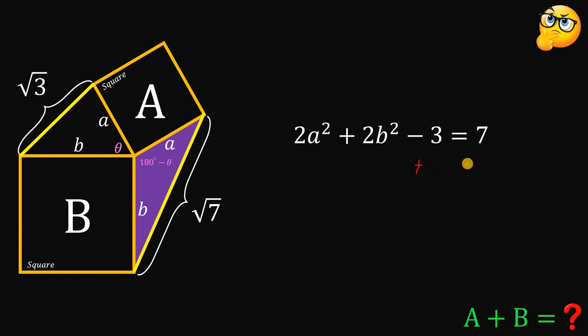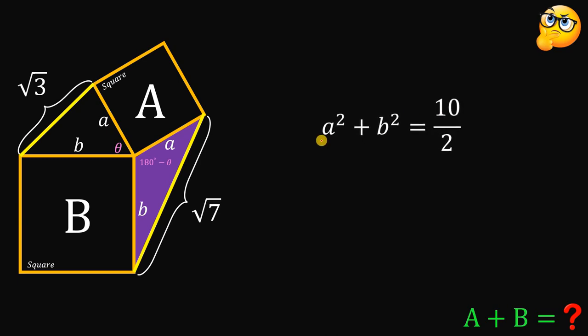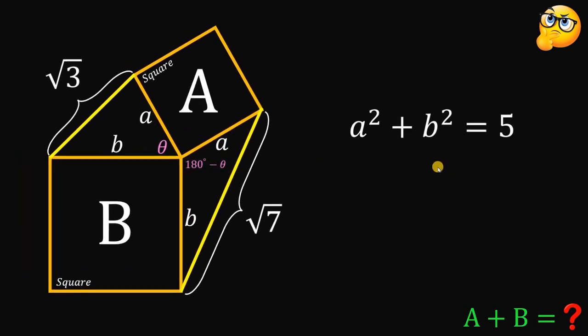Then just add 3 on both sides. So this will give us 2a squared plus 2b squared equals 7 plus 3, and we know 7 plus 3 is just 10. Now, factor out this common factor of 2. This is just 2 times the quantity a squared plus b squared equals 10. Divide both sides by 2. So we have here a squared plus b squared equals 10 over 2, or simply equal to 5. Now, we know that a squared plus b squared must be equal to 5.